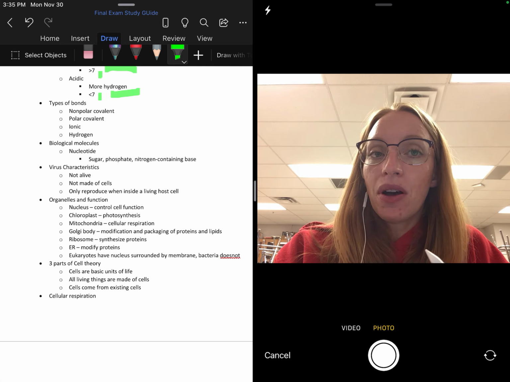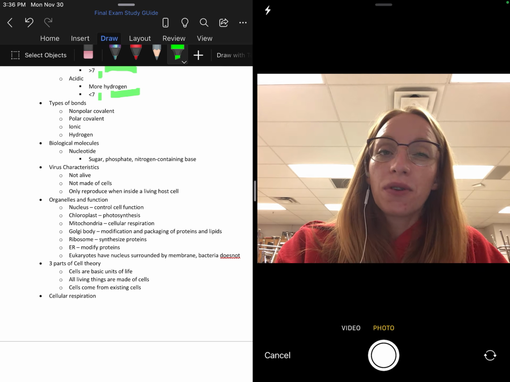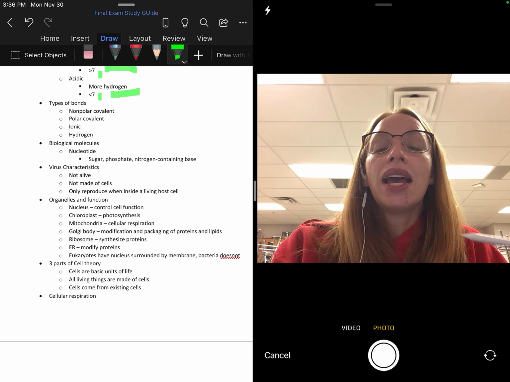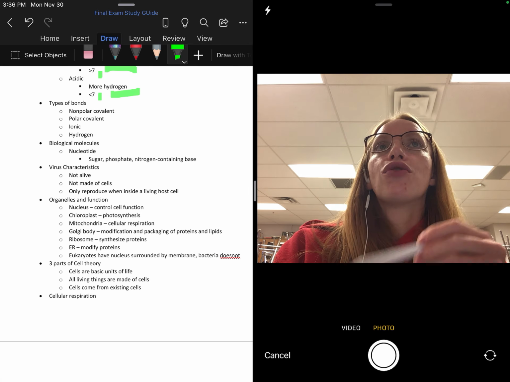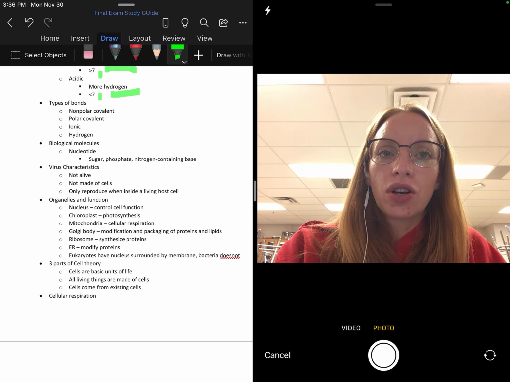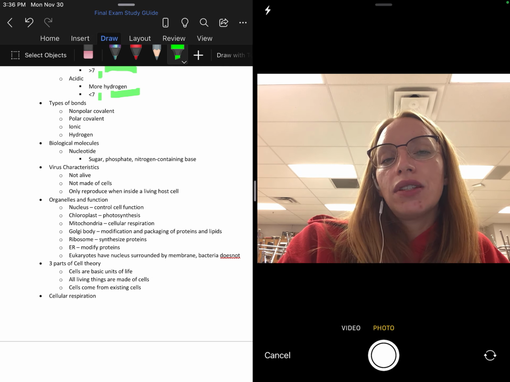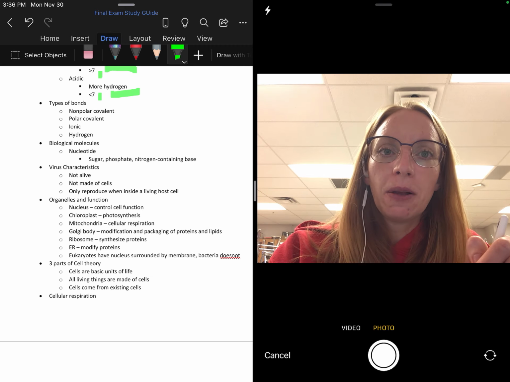Your ionic bond is a bond where you are transferring electrons from one element to the next, and a hydrogen bond is where you are attracted to each other because of partial charges. So a partial positive is attracted to a partial negative, kind of like a battery.